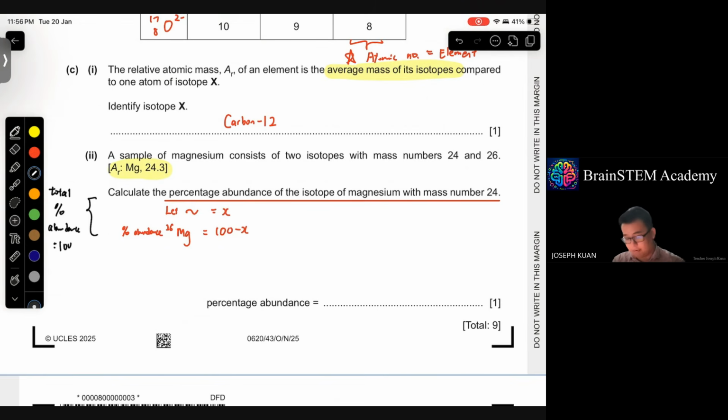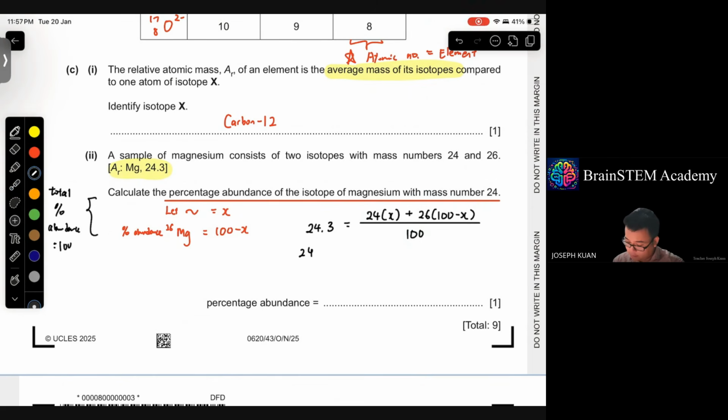Okay, should be 100. So 100 minus X. Okay, using this, we can just plug it in into our formula. So remember, AR is the average mass of isotopes. So what we do is we just take the mass number, multiply by the abundance, and we sum them together. Okay, sum them together and divide by total percentage. That's 100. Okay, you can see that this is just the mean formula. Okay, average formula. Now then we just solve for X.